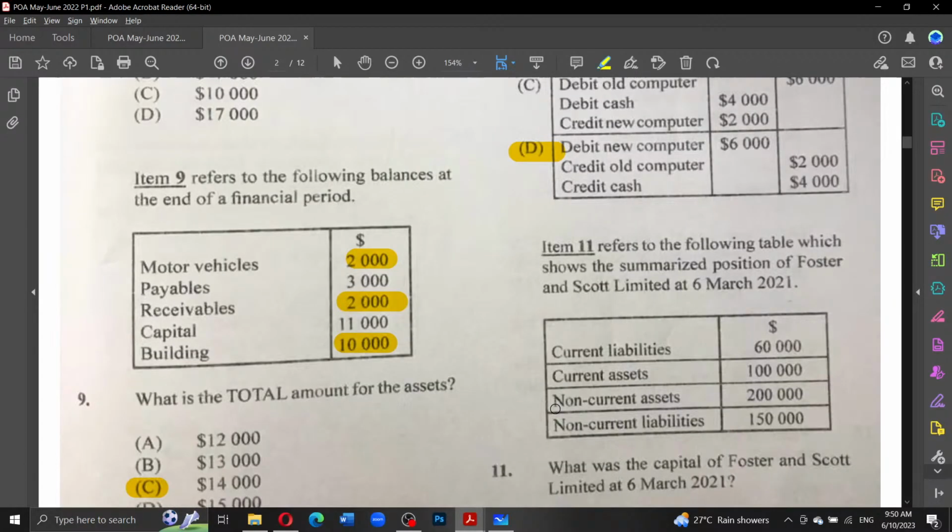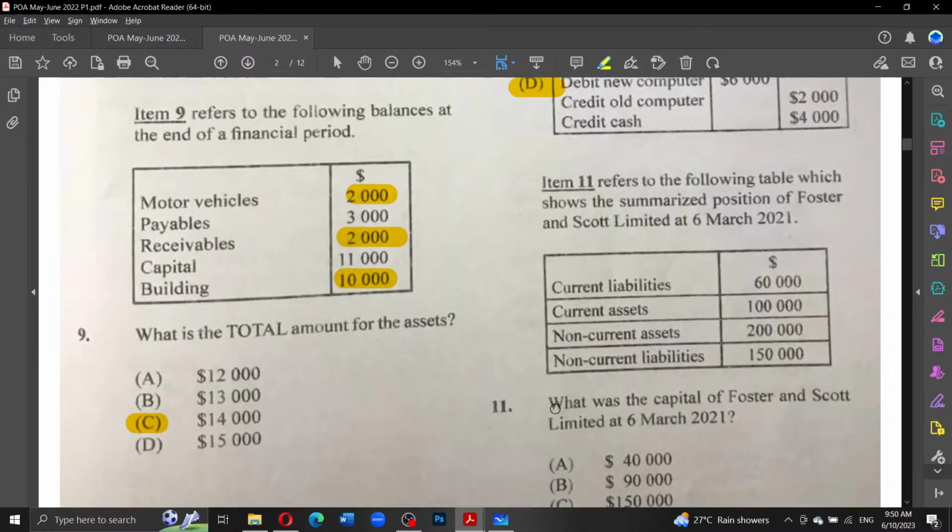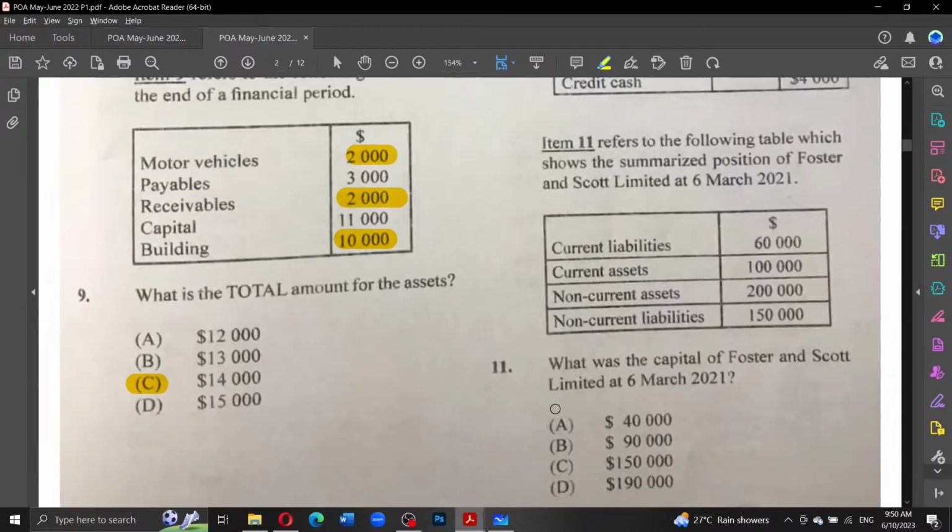Item 11 refers to the following table, which shows the summarized position of Foster and Scott Limited at 6 March 2021. Okay, so we have 4 things here. We have current liabilities, current assets, non-current assets, and non-current liabilities, and those values there should be the total values for the items respectively.